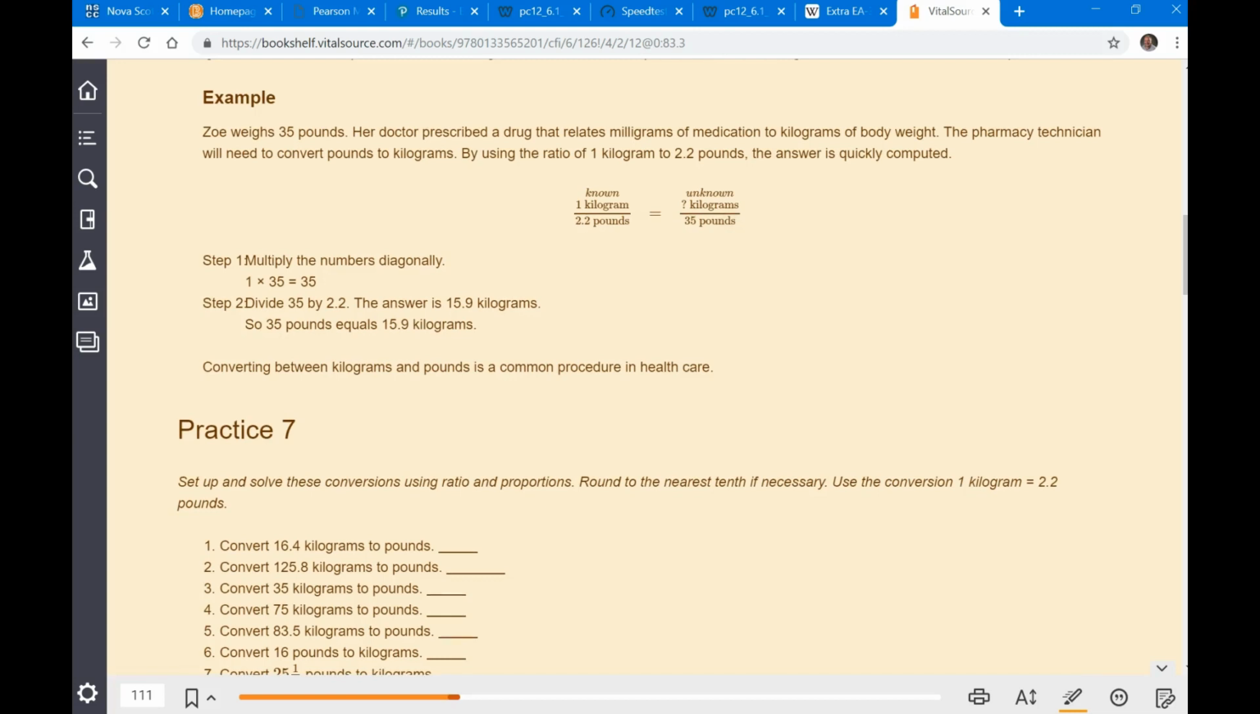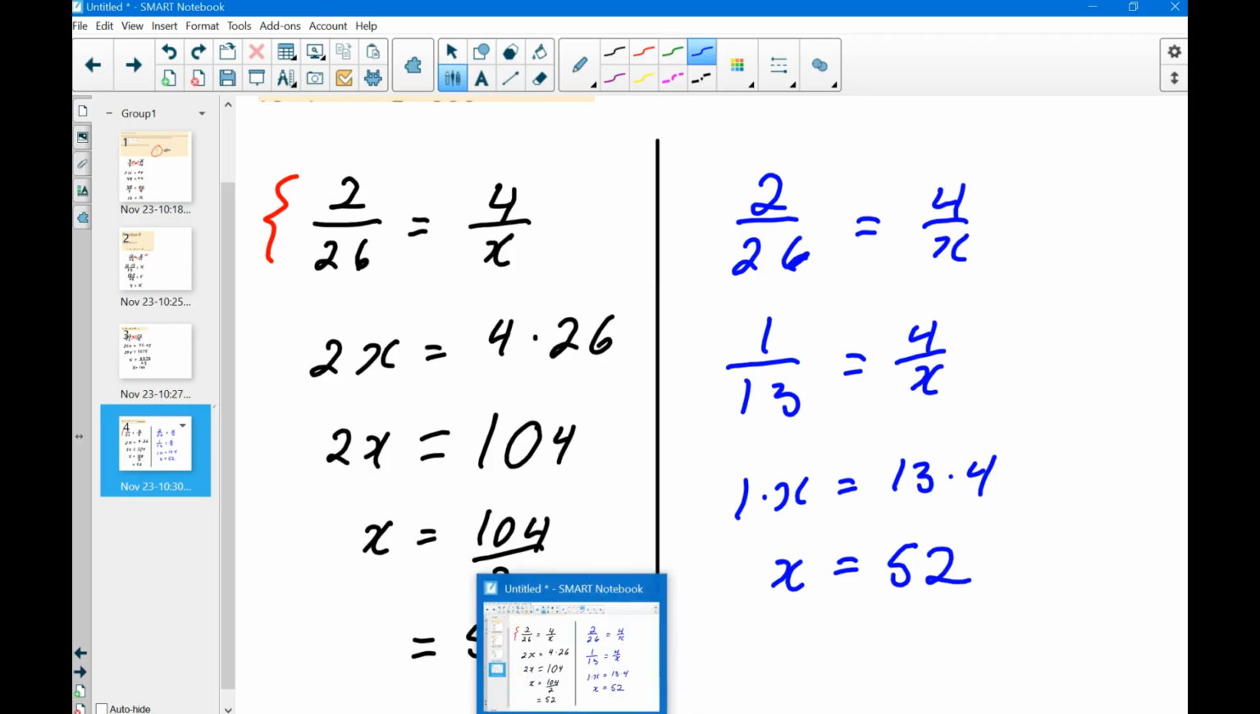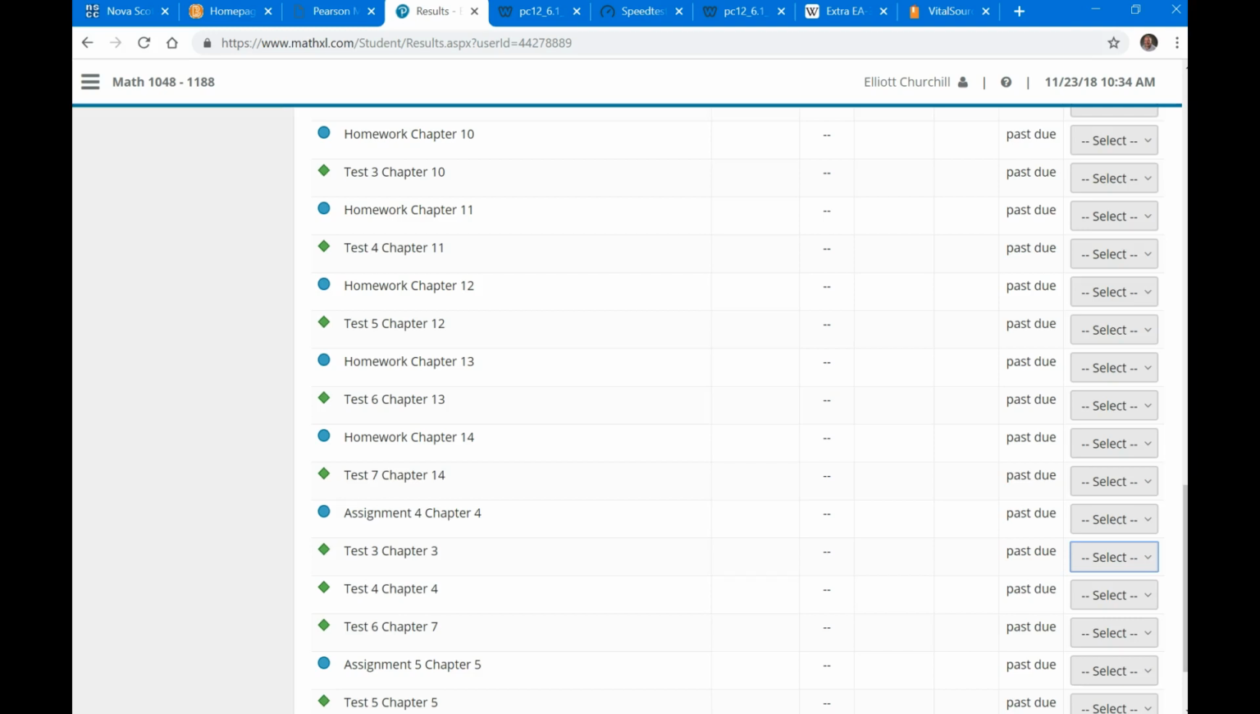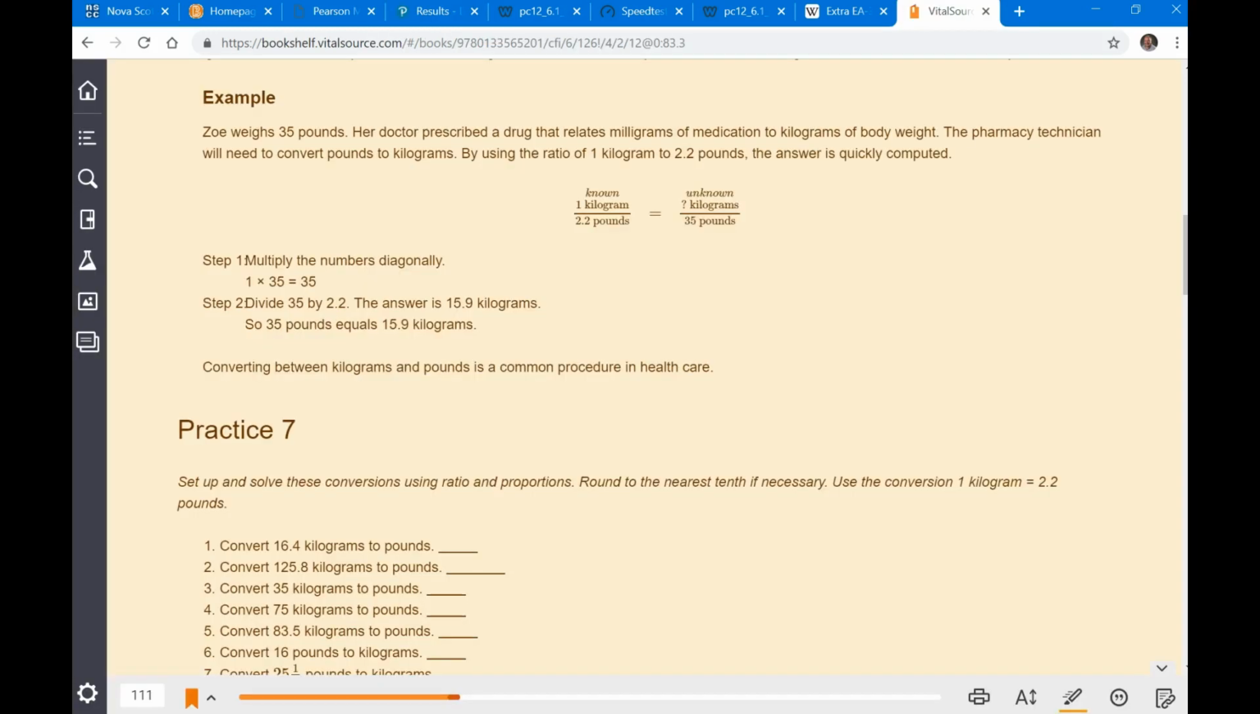Question? So, any questions on how to do all that stuff? Cross multiplying things? You're all good? You're pretty good? Alright, so looking at your textbook here, it looks like the next set of questions are going to be on converting.